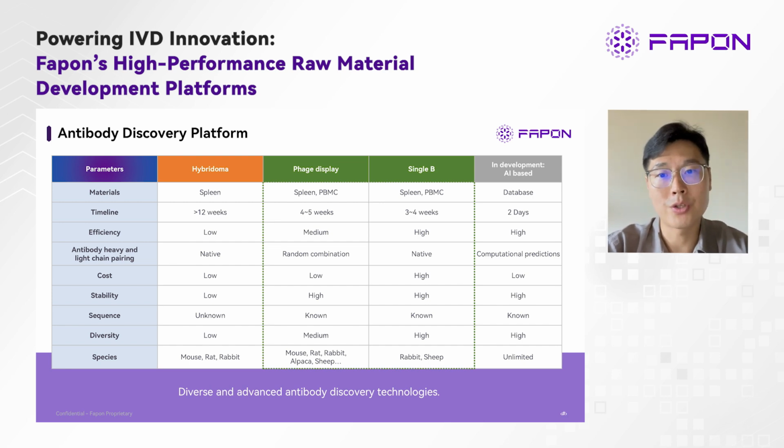We're also doing some internal research to develop an artificial intelligence-based method to identify antibody binders, which can significantly shorten the turnaround time for antibody discovery workflow. In today's presentation, I'd like to mainly focus on the phage display and single B-cell platform. Compared to the hybridoma technology, which is more traditional, these 2 methods offer higher efficiency and shorter timeline in developing recombinant monoclonal antibodies.